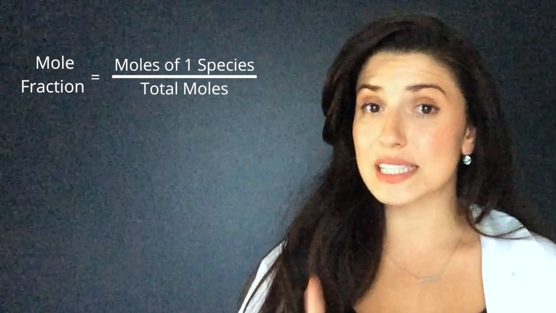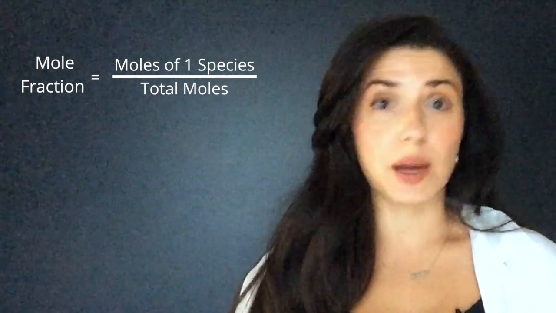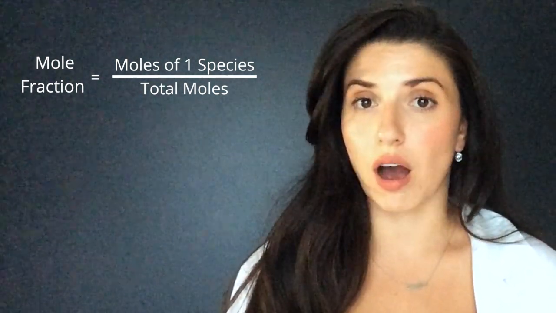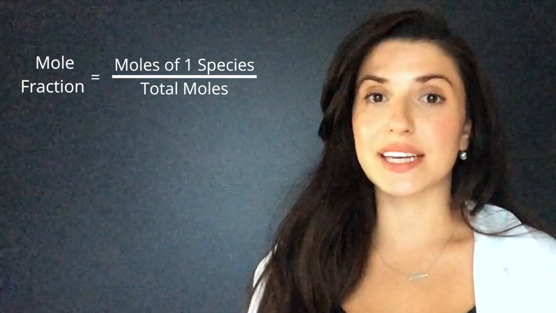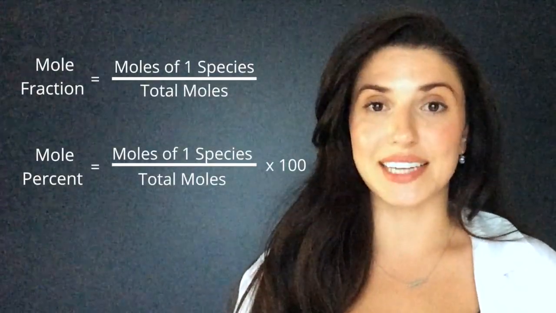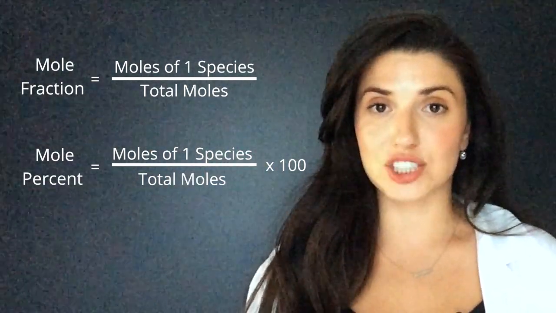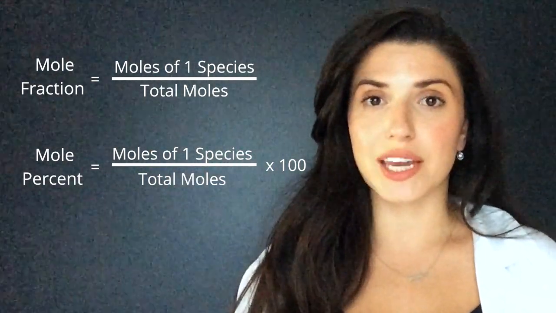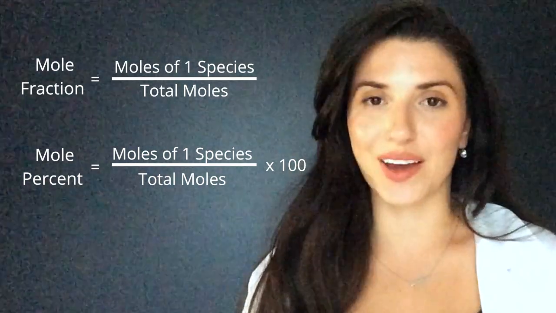Just like in mass percent, we're going to be doing a division here, but this time we're using the moles. So the mole fraction is the number of moles of one species divided by the total number of moles. This could be for the number of moles of one element in a compound, or for one compound in a solution. The mole fraction is going to be a decimal, and when we want to make that into a mole percent, we just multiply it by 100. The sum of all the mole fractions of a molecule or of a solution has to equal 1. The sum of the mole percents has to equal 100%.